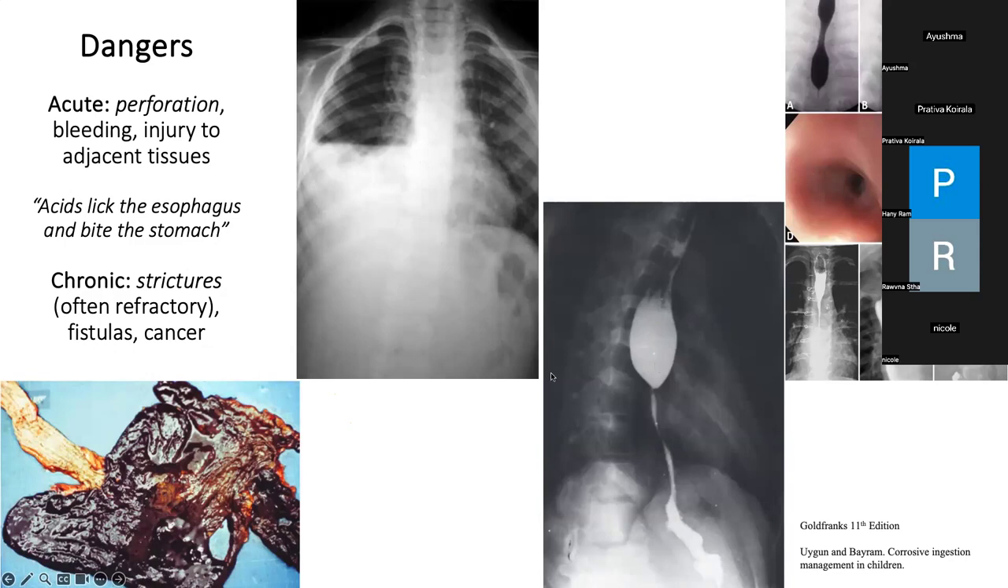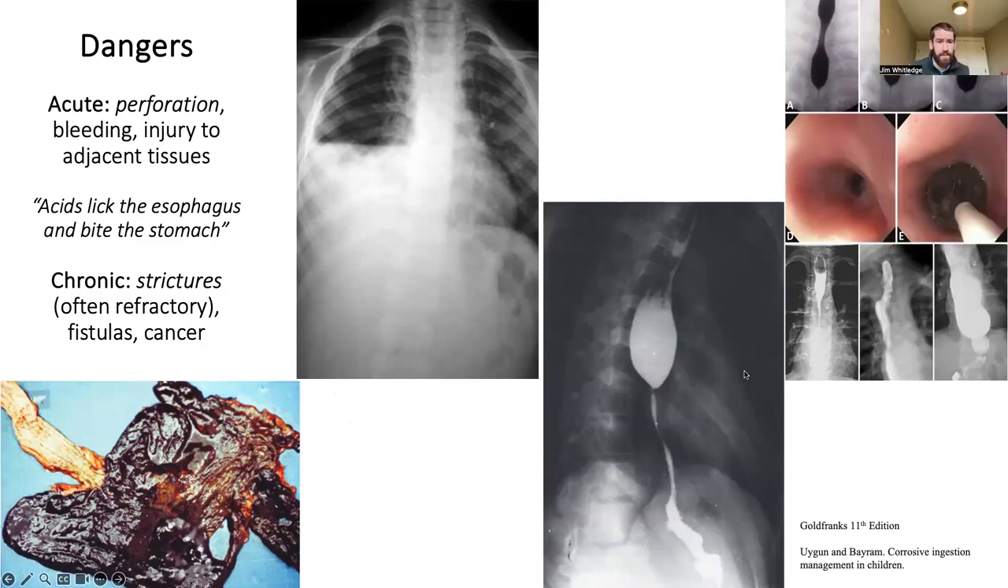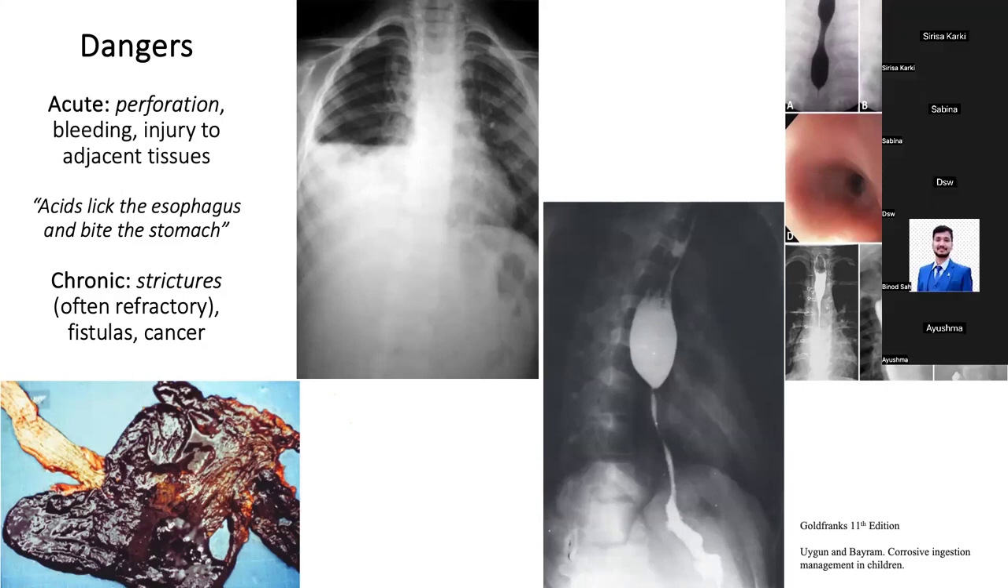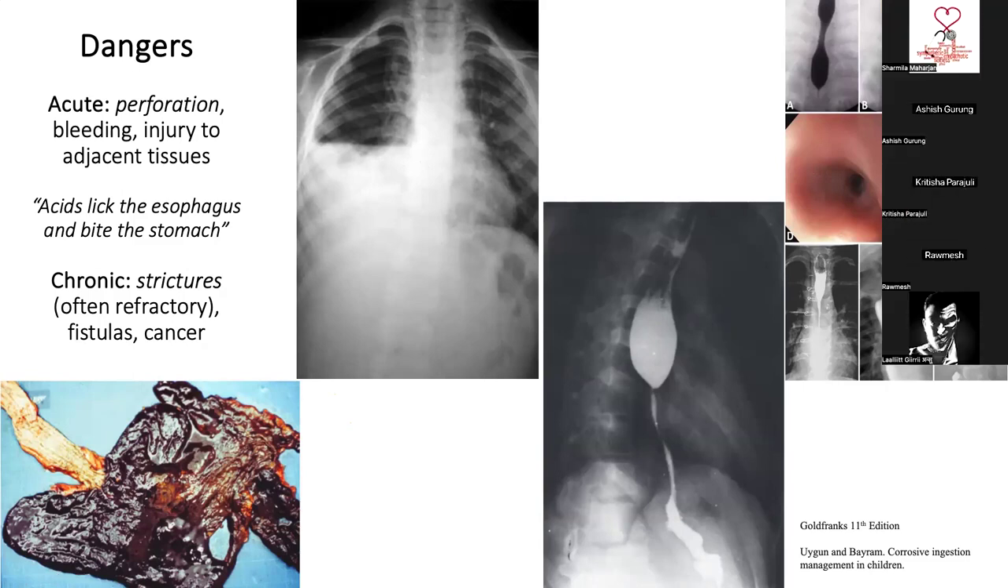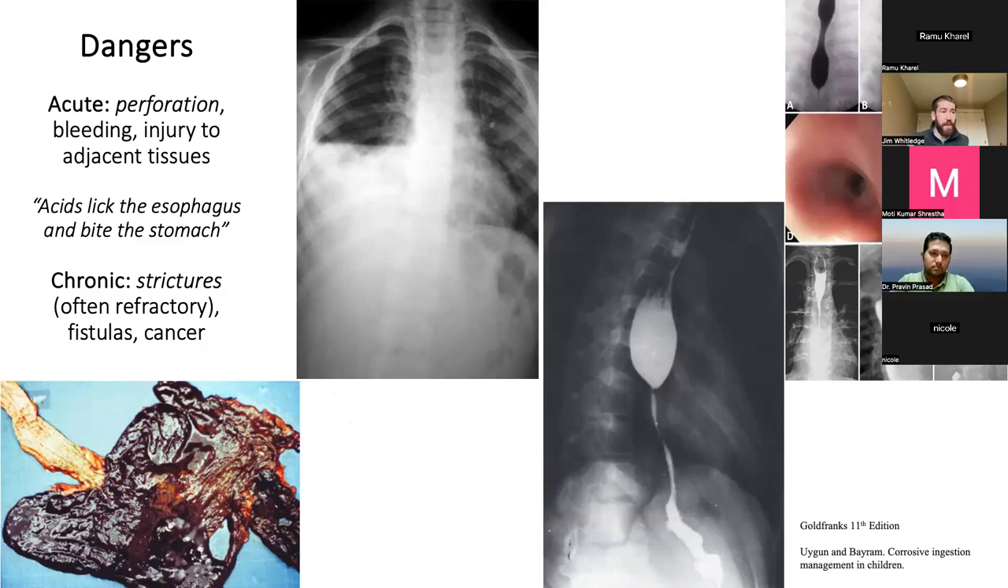And chronically, the thing we worry most about are strictures. And these are usually strictures of the esophagus, sometimes of areas of the stomach as well. But these can be really, really debilitating. If you survive the acute ingestion, it's really horrible if you then go on to develop a severe esophageal stricture, which gives you years of difficulty eating, drinking, and pain with swallowing.